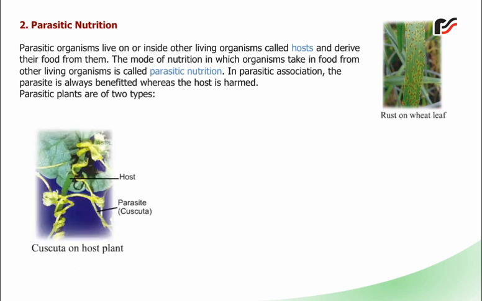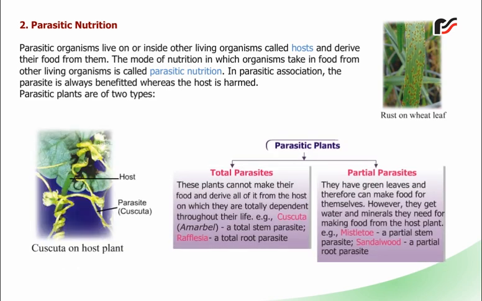Parasitic plants are of two types. Total parasites. These plants cannot make their food and derive all of it from the host on which they are totally dependent throughout their life. Example, Cuscuta, Amarbel, a total stem parasite. Rafflesia, a total root parasite.